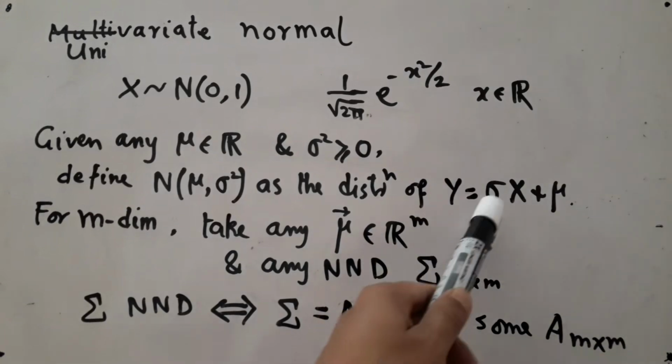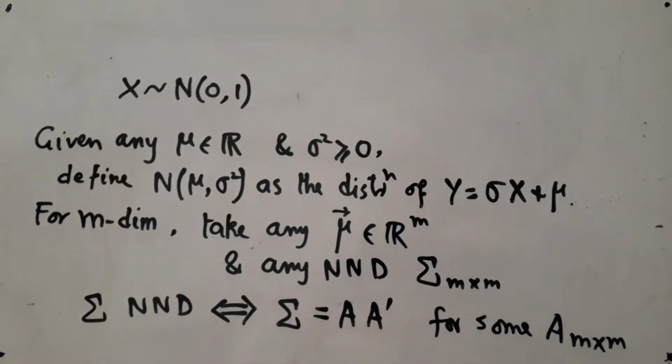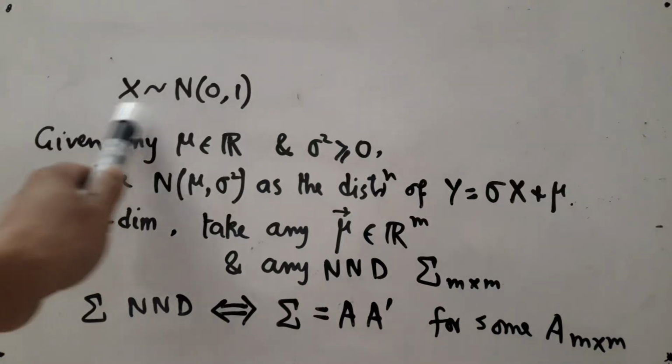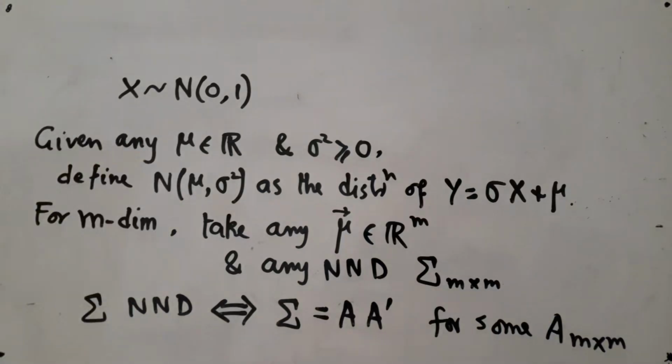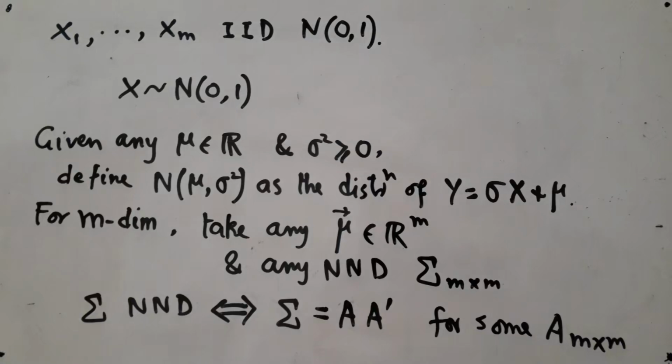In this case, the sigma was not unique if you allow both positive and negative sign. In this case also, this is not unique. In fact, there are infinitely many choices for this A in general. But I do not care. As long as I can write it in at least one form, I will call it an NND matrix. In the univariate case, we had started with X following normal 0, 1. In the multivariate case, we shall start with x1 to xm, IID, normal 0, 1.